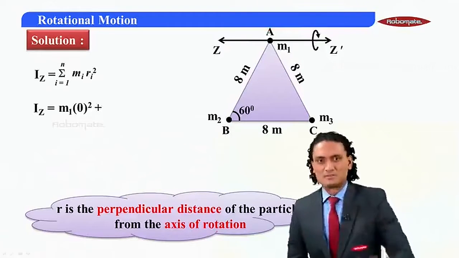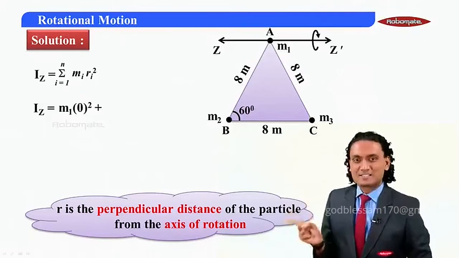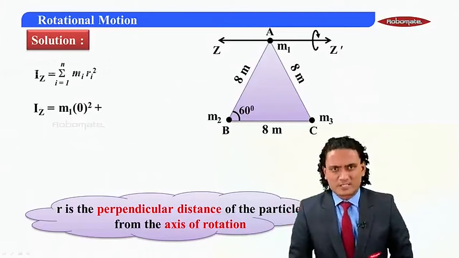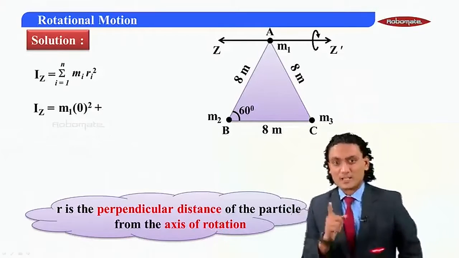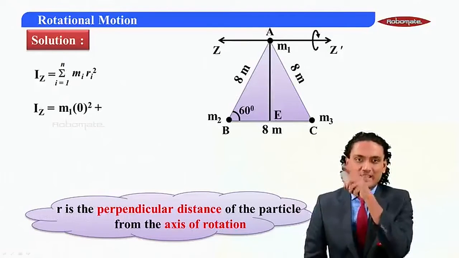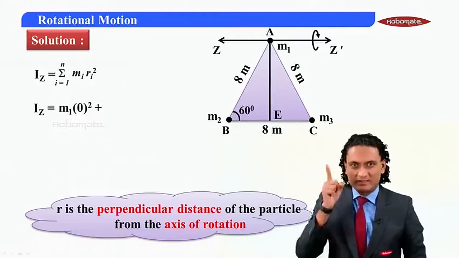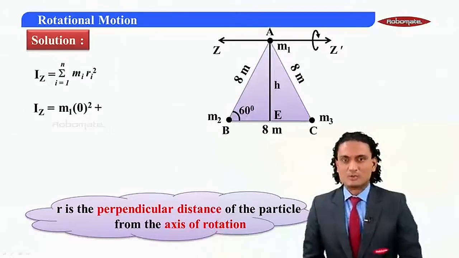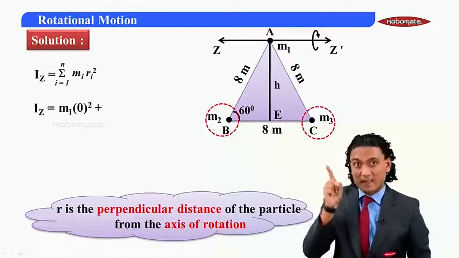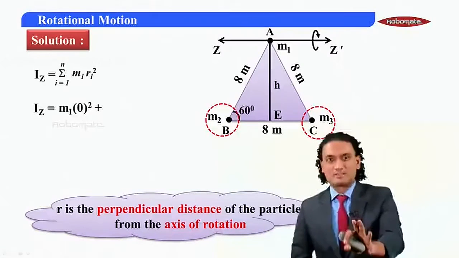meter. Wrong. Completely wrong. See there, see this cloud. R is the perpendicular distance of the particle. Are AB and AC perpendicular distance? No. So what is the perpendicular distance? Now see the diagram. I can draw a perpendicular AE. Now AE is perpendicular to BC. Now the length AE is H. Now you see M2 and M3 are at a distance of H from the axis. So H is your perpendicular distance, not 8 meter.